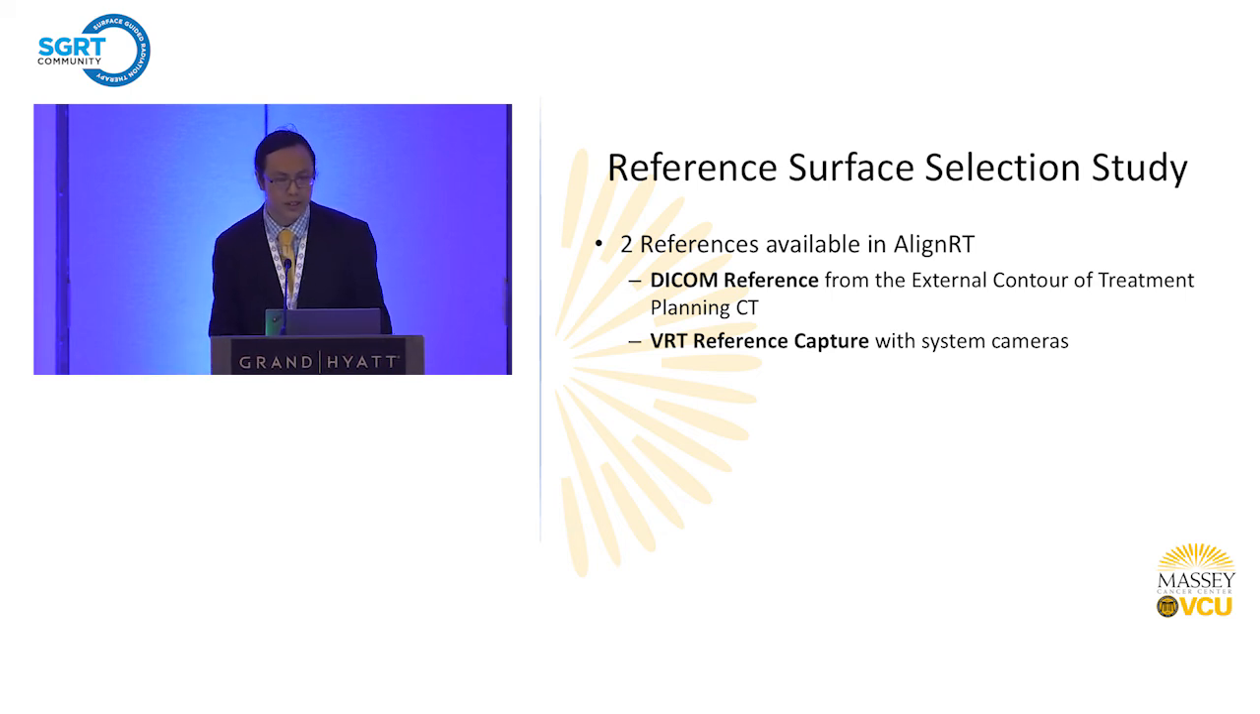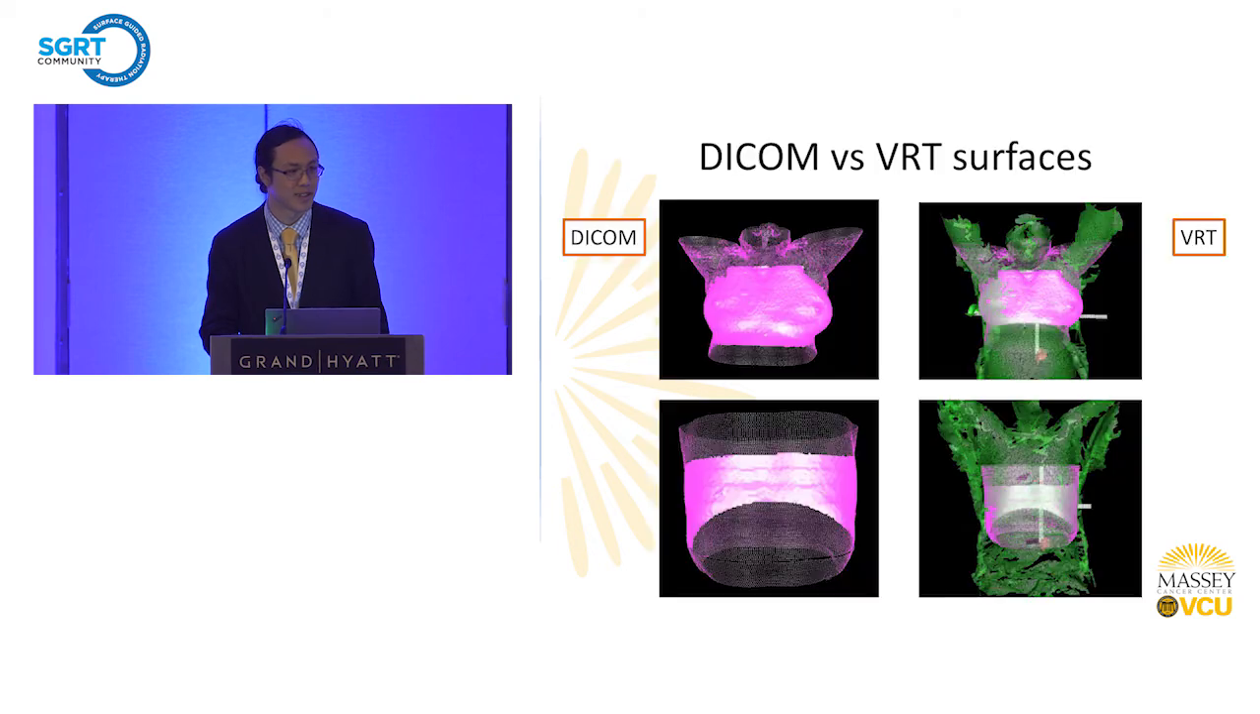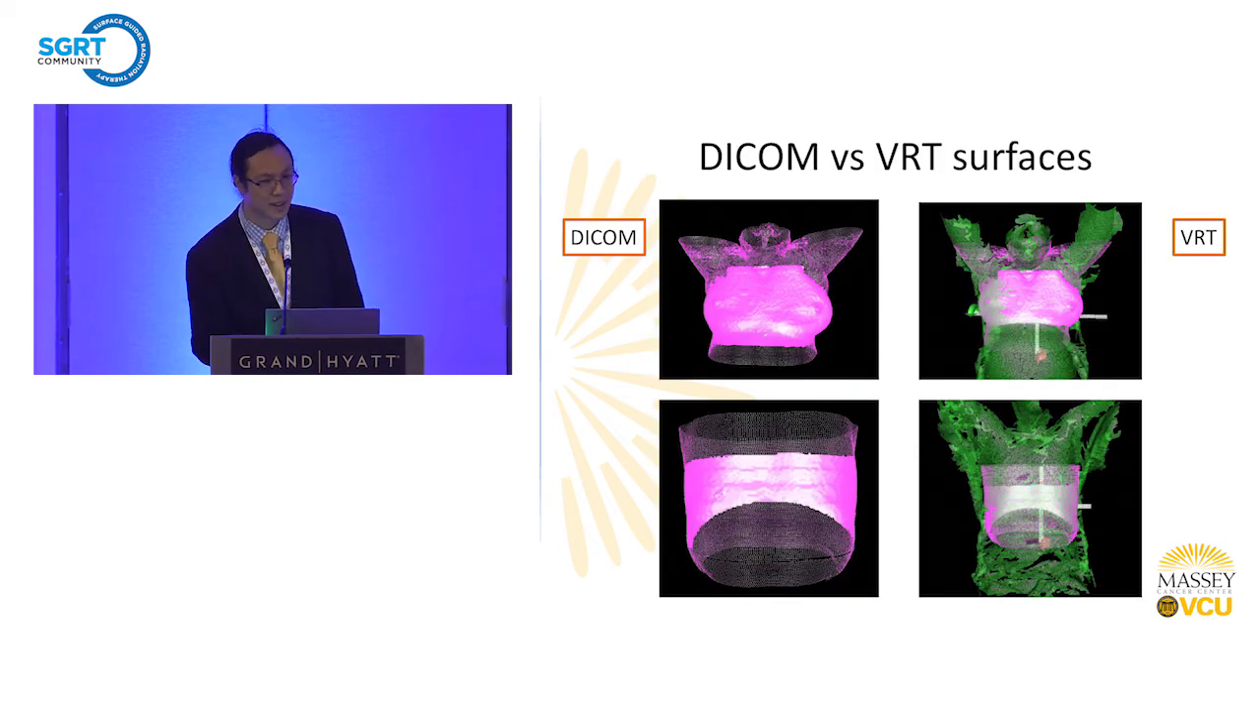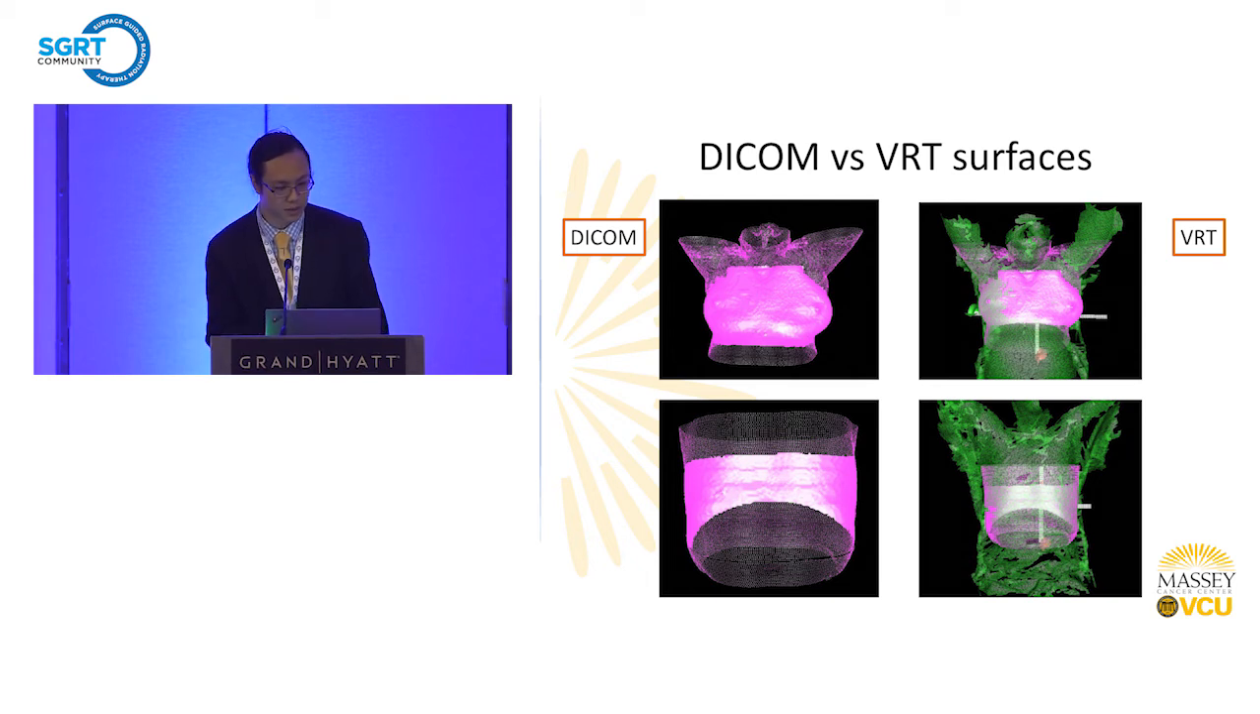And then the VRT reference captures, we take that at every fraction after our final cone beam CT localization. The primary reason we take those captures is to do intrafraction monitoring. But because we have them, we wanted to see if there was a difference between that and the DICOMs. Here's an example of those two. On the left, we have the DICOM reference by itself, and on the right, we have the Vision RT reference and the DICOM reference superimposed on top of it.